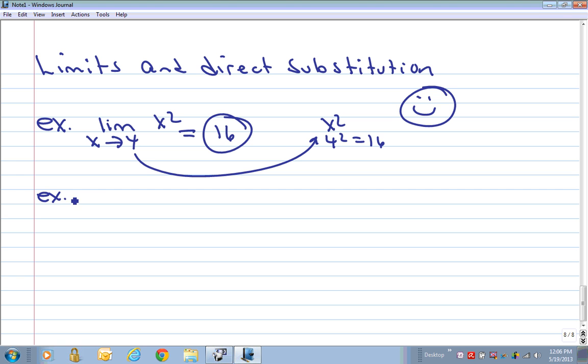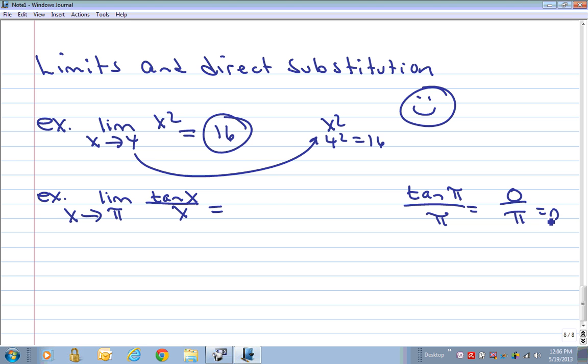All right, example 2. We have the limit of tan x over x as x approaches pi. Again, we would plug in our pi for our x value. So we have tan pi over pi. Well, the tan value at pi, if you think about your unit circle, the cosine and sine values are -1, 0. 0 divided by anything would be 0, which would be our tan value. So tan pi over pi is 0 over pi, which would be 0. So the limit here is simply 0.